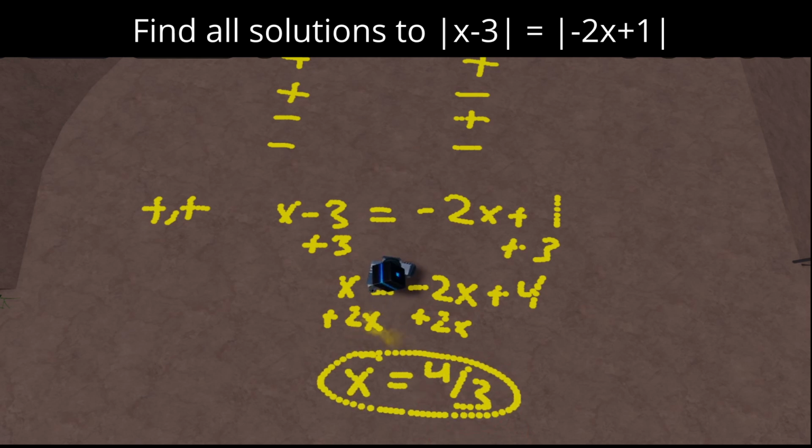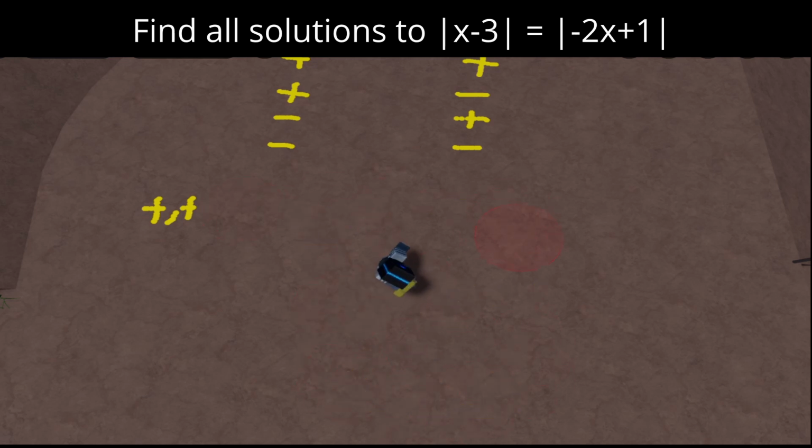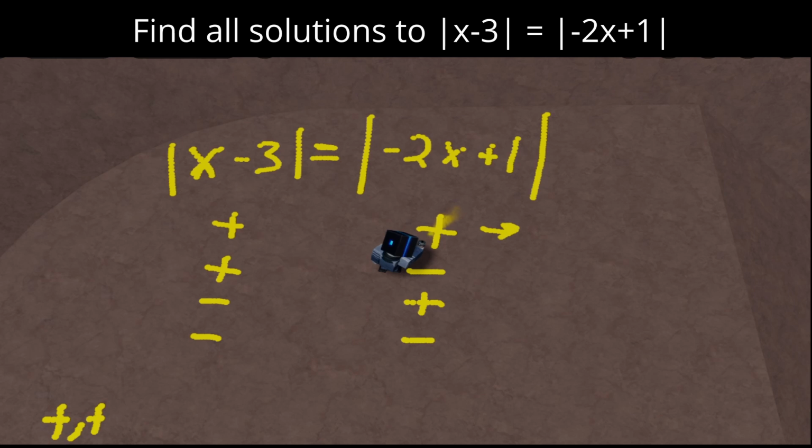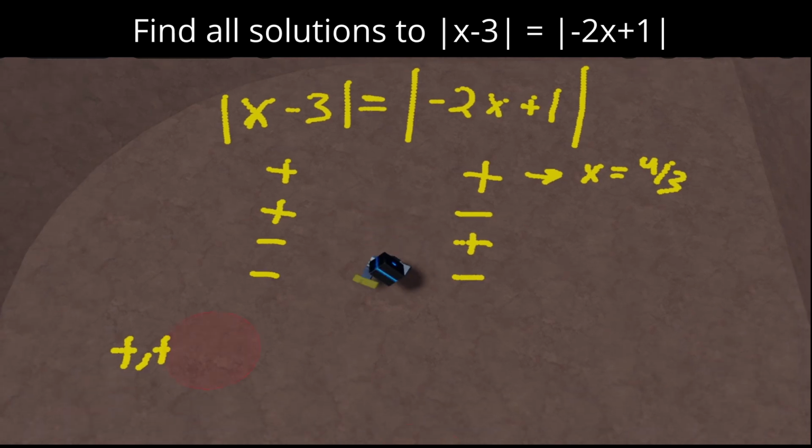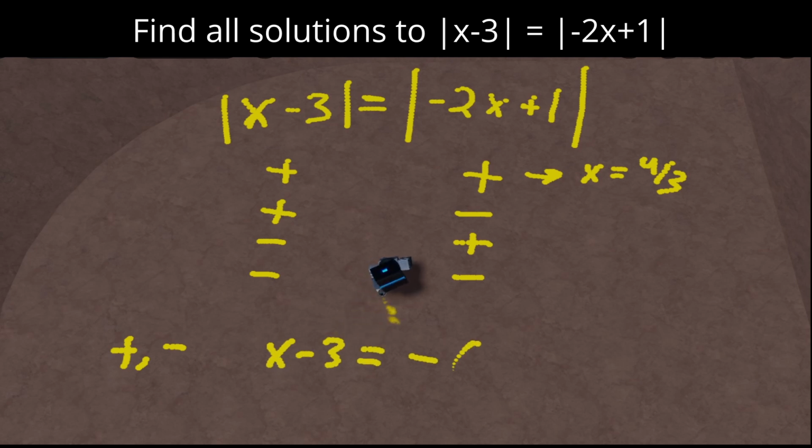That's the solution I'm going to want to save for later. So now let me go up to the top and write down this gives us that x is equal to 4/3. Now I'll try the case where I keep x minus 3 the same, but I change the signs on minus 2x plus 1. So I'm going to write plus minus here. So that gives me x minus 3 is equal to, I'm going to put a negative sign in front of everything, minus 2x plus 1. If I distribute that negative sign to both terms, that gives me positive 2x minus 1.